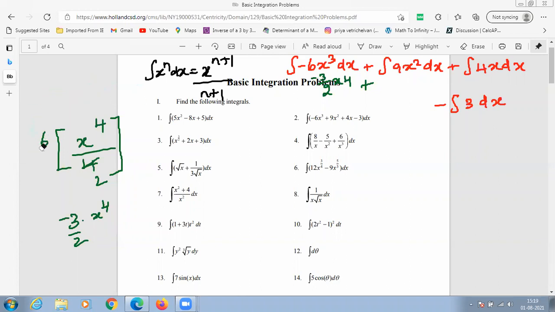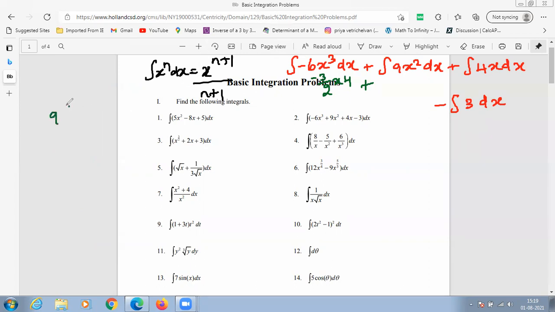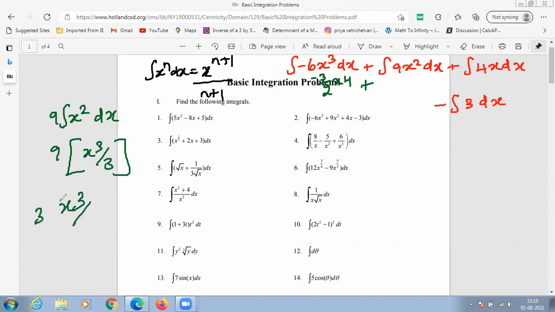By using the same rule, I'm going to integrate 9x square also. So 9 is in multiplication with x square. Take the 9 out. Integrate the x square alone. If you integrate x square, it will become x power 3 by 3. If I simplify, this will become 3 into x cube. You can cancel out the 3 and 9. It will become 3. So it is 3x cube. So this part is 3x cube plus 4x, integral 4x.